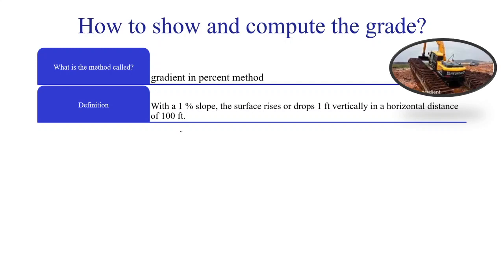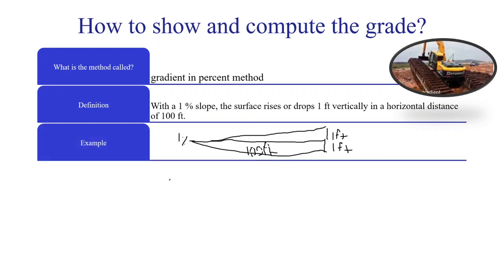Okay, so if it is 1%, after 100 feet, it's a little difficult to draw with the mouse, but after 100 feet, your surface will go one foot high, or if it is a negative slope, it will go 1 foot down. Okay, this is what we mean by that. So there is an example here.